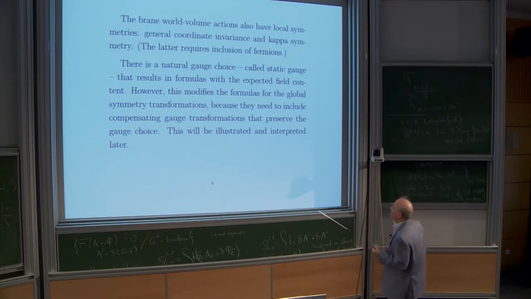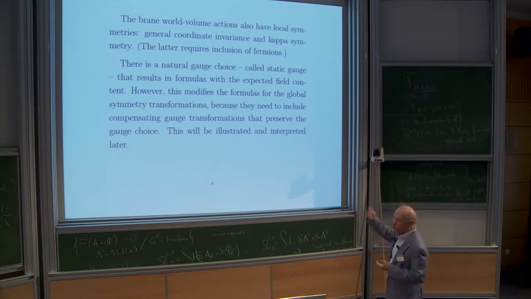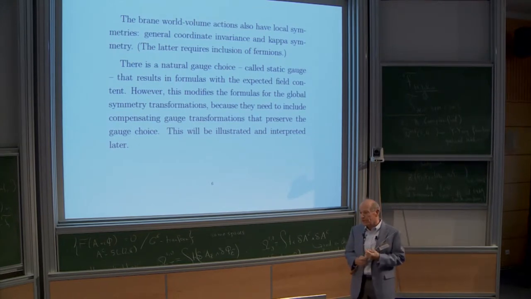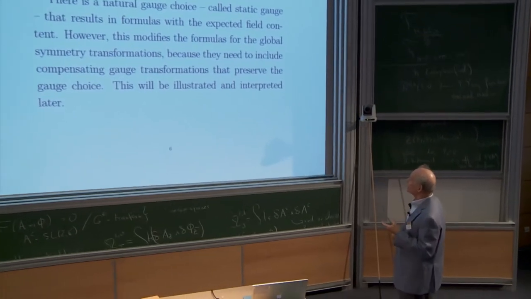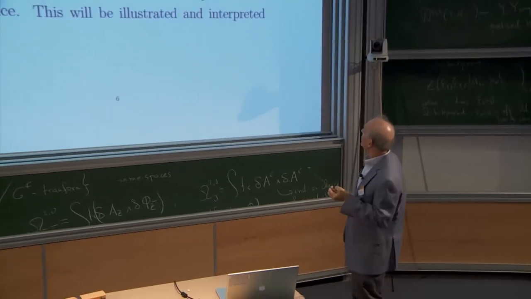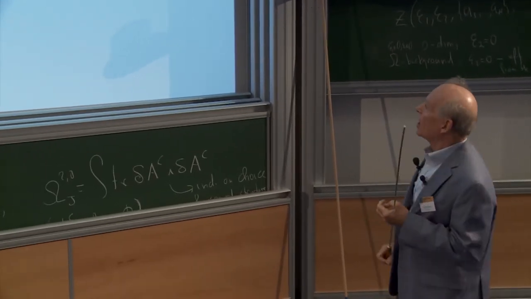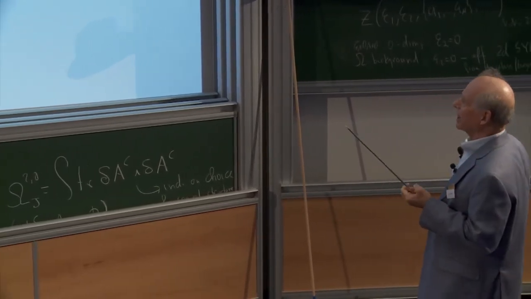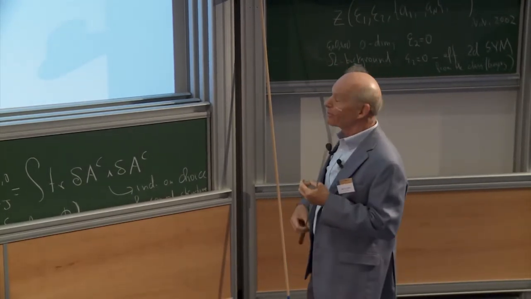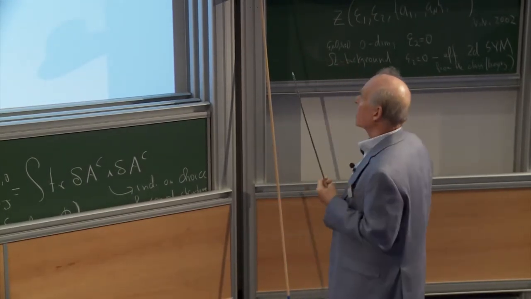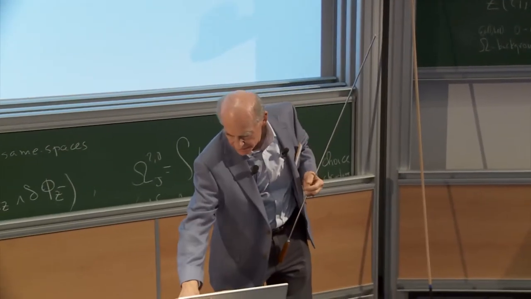However, this modifies the formulas for the global symmetry transformations. So I said the superconformal group is a global symmetry of the world volume theory. And the formulas for how that symmetry is realized are very straightforward in the gauge invariant formulation. But once you go to static gauge, the formulas become much more complicated because you have to include compensating gauge transformations that preserve the gauge choice. And this will be illustrated and interpreted more later.